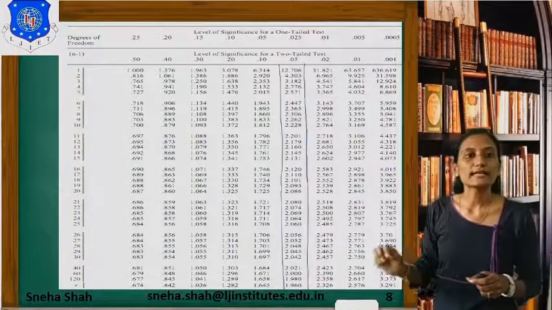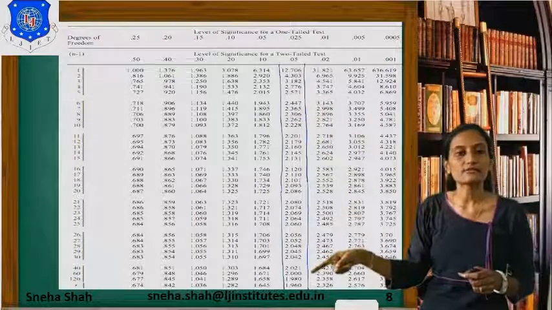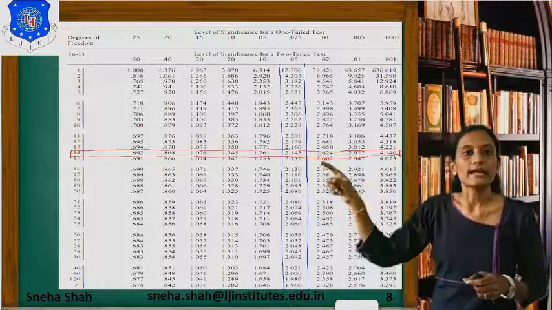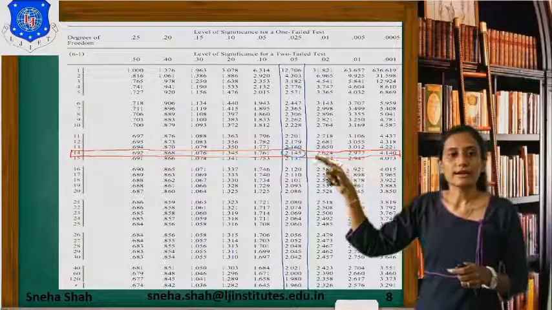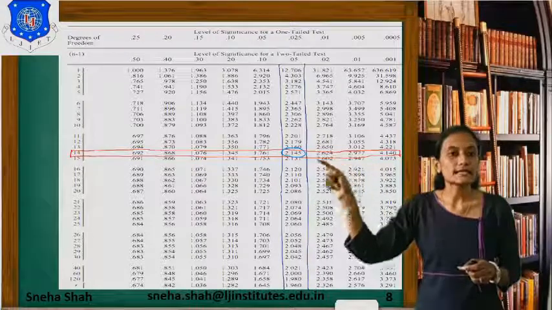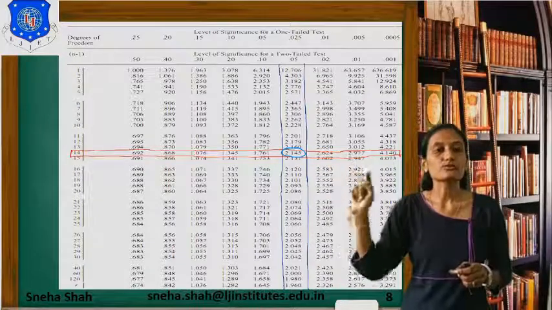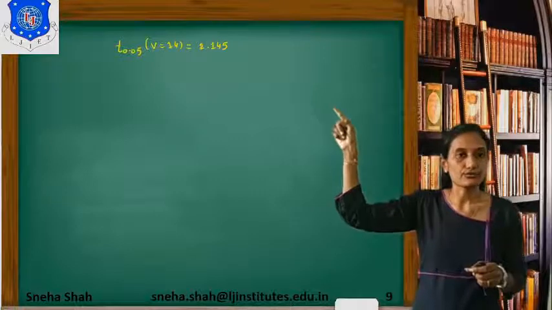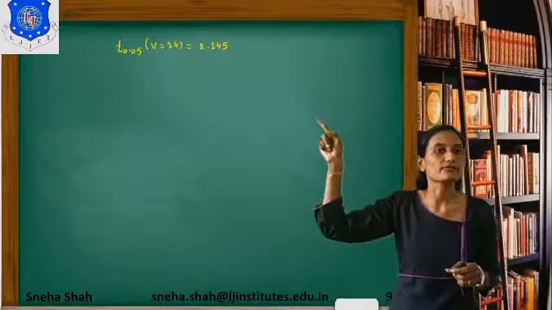So first of all, we take level of significance equals 0.05 and V number 14, and its answer equals 2.145, right? So this one is the critical value. So the critical value of t equals 2.145. So we write t 0.05 and v equals 14, its answer equals 2.145.